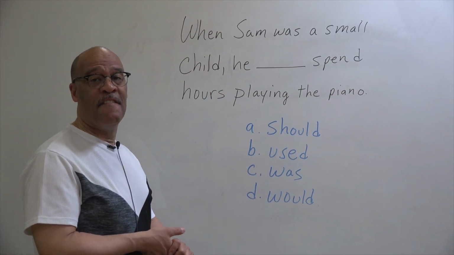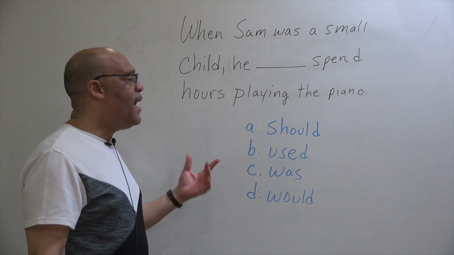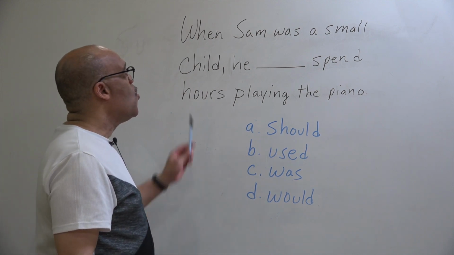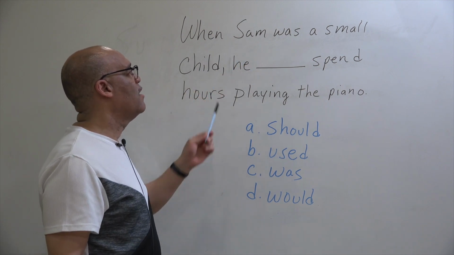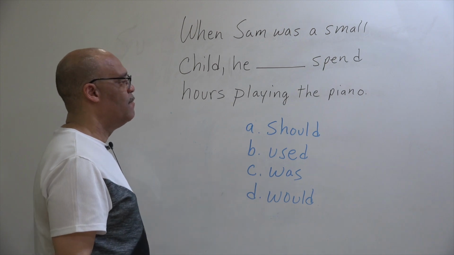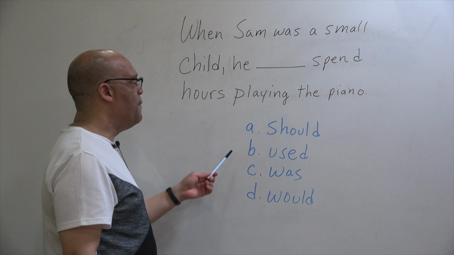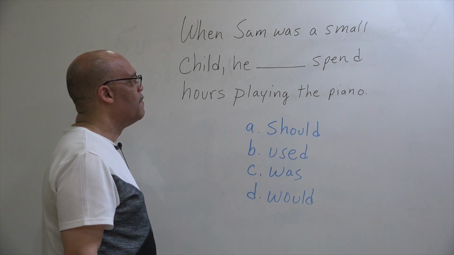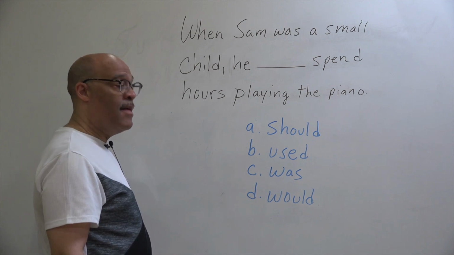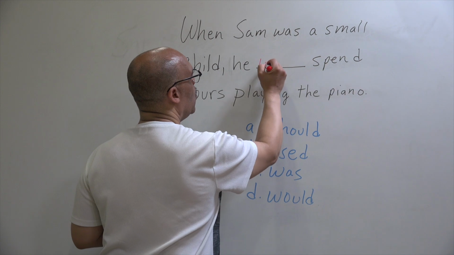Here's our third and final statement, and I want to see if you know the answer to this. When Sam was a small child, he, blank, spent hours playing the piano. A, should. B, used. C, was. D, would. The correct answer would be would.